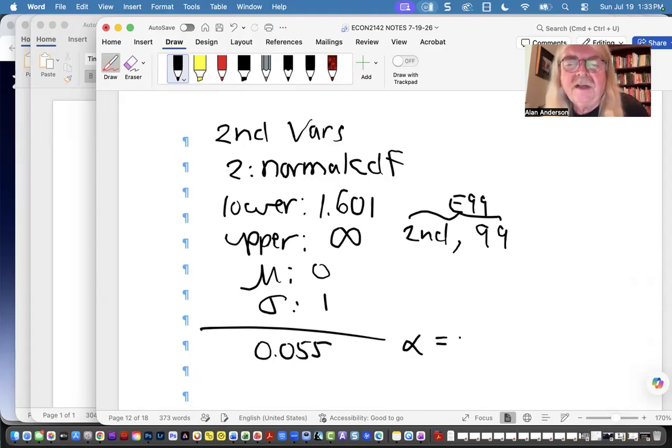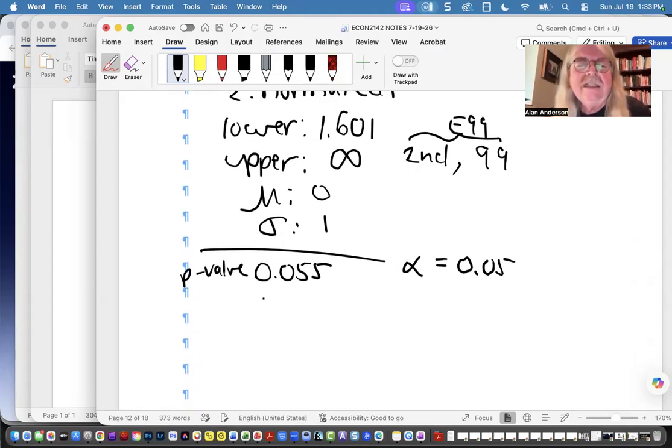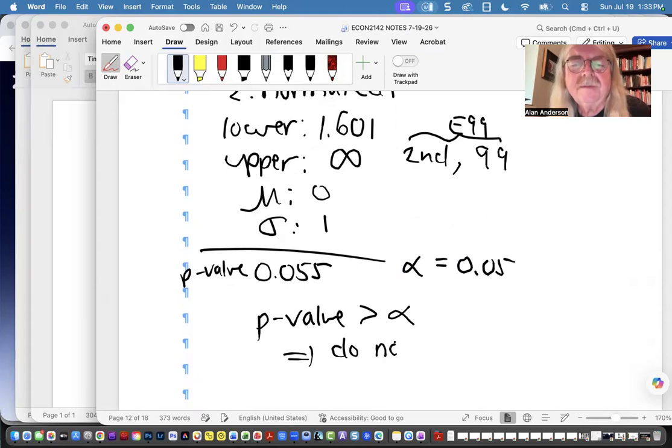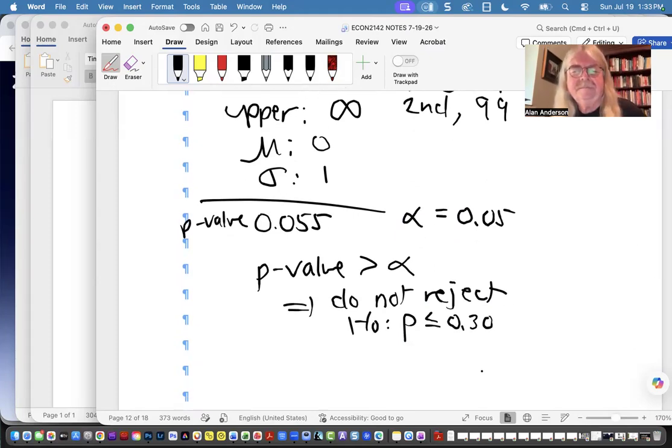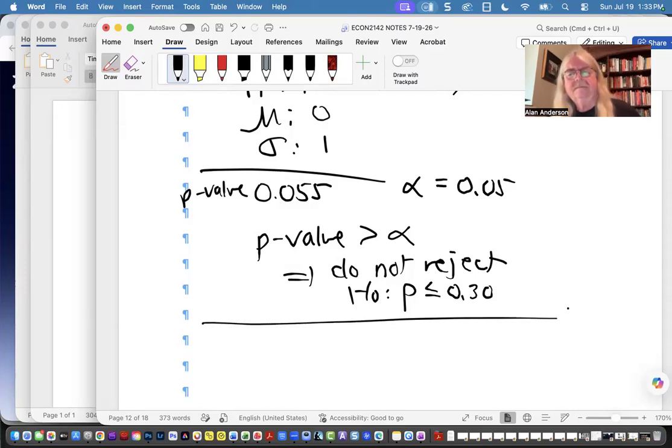Now the alpha is 0.05, so we have another close call here. But anyway, you look at it, the p-value is greater than alpha, which means do not reject. And that's it. All right, so that was the first part of this. There's another part. Let's see what that's all about.